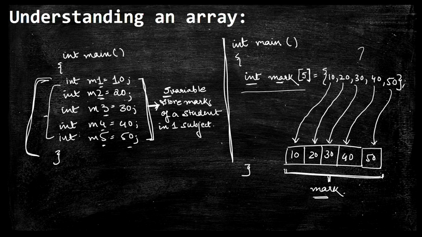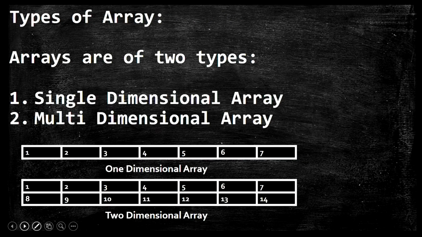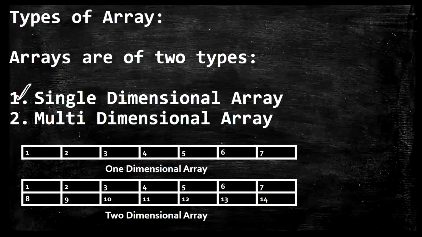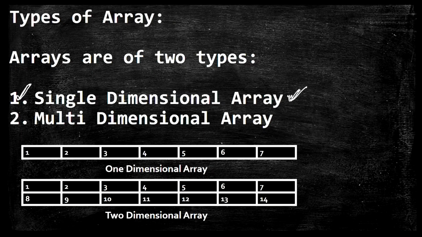Okay, now let's see about the various types of array that we have in programming generally. So there are 2 types of array. One is the single dimensional array and another one is the multi-dimensional array. Today we are going to discuss this single dimensional array, that is this one. Alright, and in the next video we will discuss the multi-dimensional array.